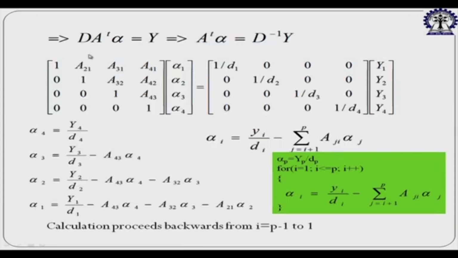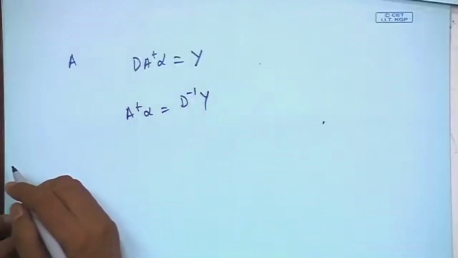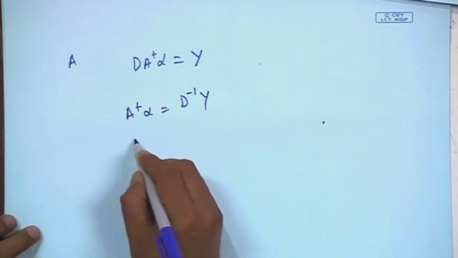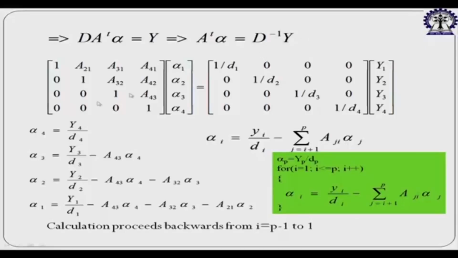Once I get that Y value, D A transpose alpha is equal to Y. So, A transpose alpha is equal to D inverse Y, and D inverse I can easily calculate. Then I put in the A value and the D inverse Y, and I get alpha 4, alpha 3, alpha 2, alpha 1. So, we are getting the reverse order. We can write down the equation as a generalized program.